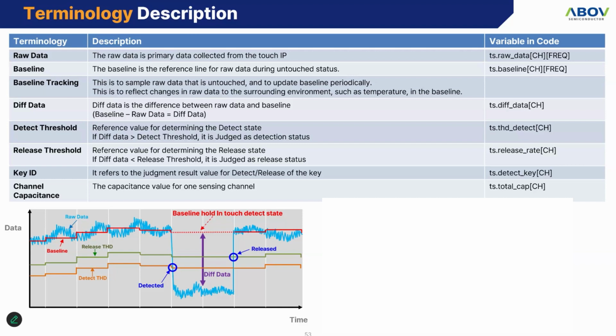Key ID states displays the current state of the key, either press or release. The channel capacitance represents the capacitance of each touch channel. It's useful for checking the hardware status.